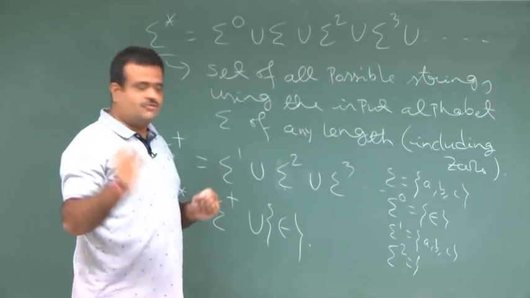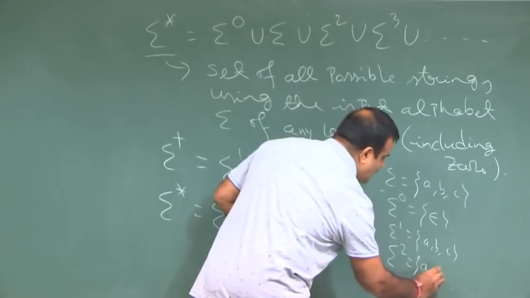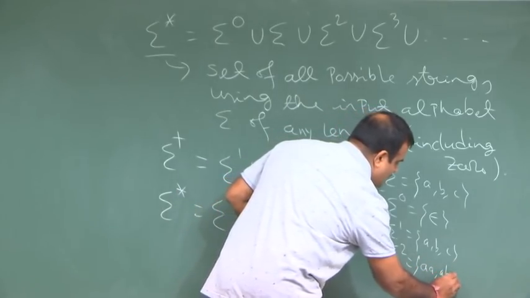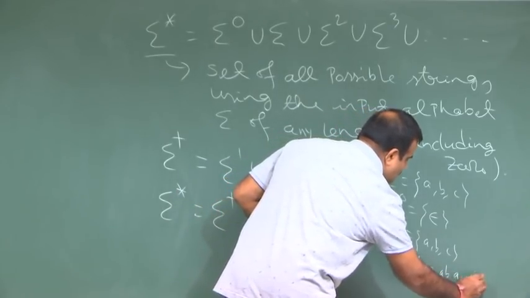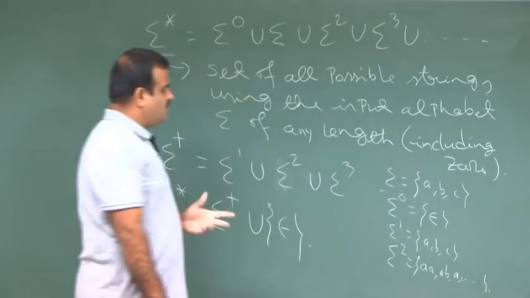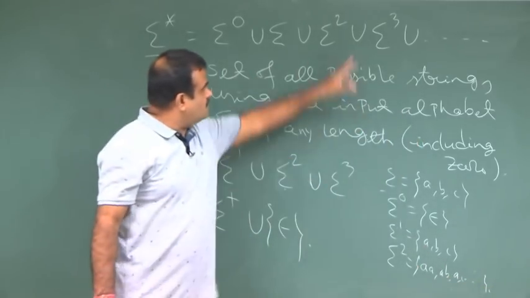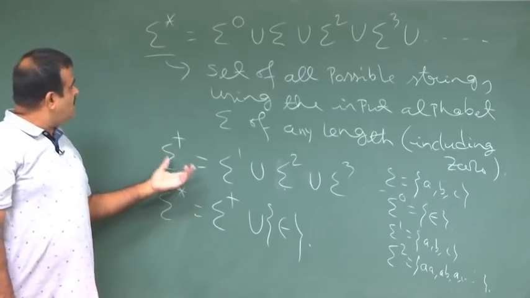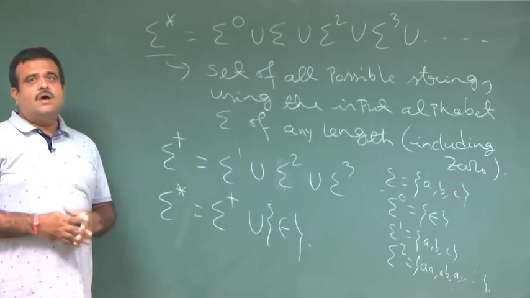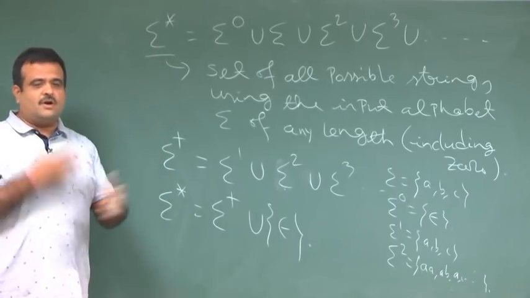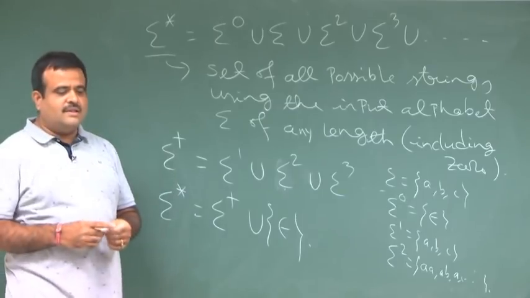all the strings of length 2. So, a b, a c, and so on, all the strings of length 2. Then this is sigma 3, and so on. So, this set sigma star is the set of all possible strings of any length including the length 0.